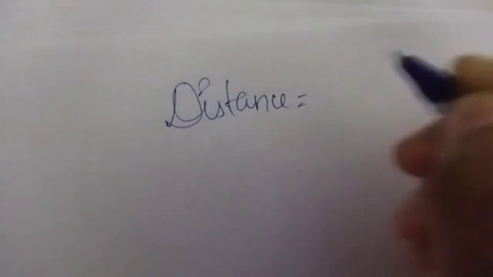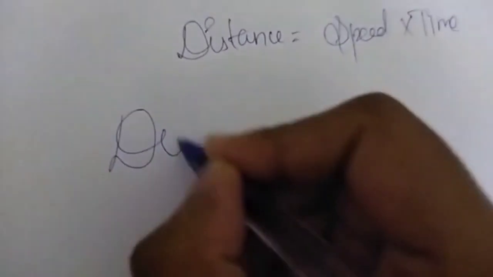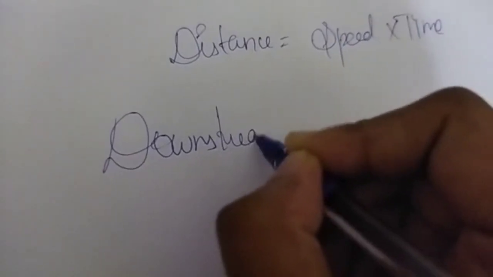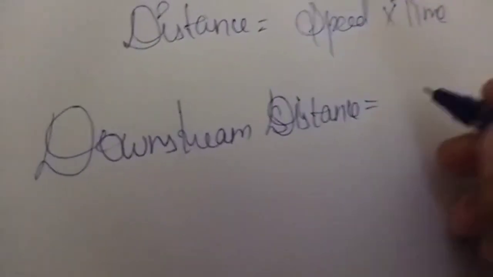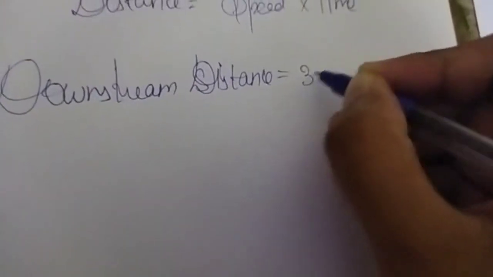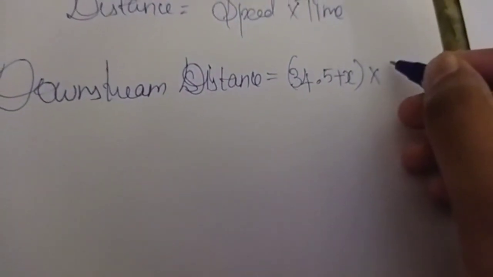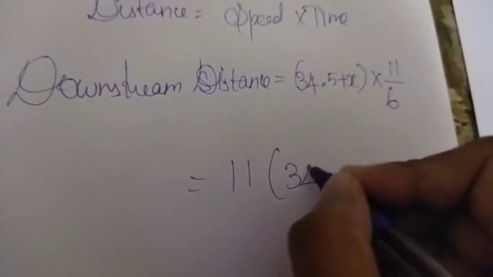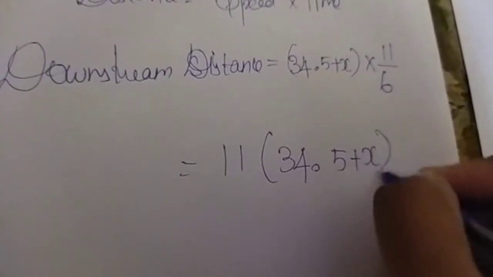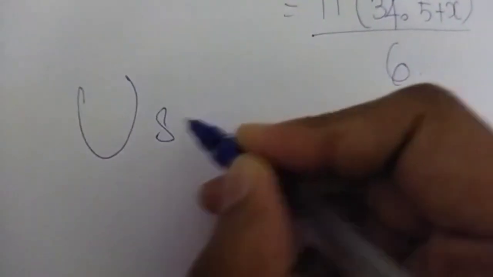The formula to find distance: distance is equal to speed into time. So downstream distance is equal to downstream speed, 34.5 plus x, into downstream time, 11 by 6 hours. So we can write 11 into (34.5 plus x) divided by 6. This is downstream distance. Next, let's go for upstream.